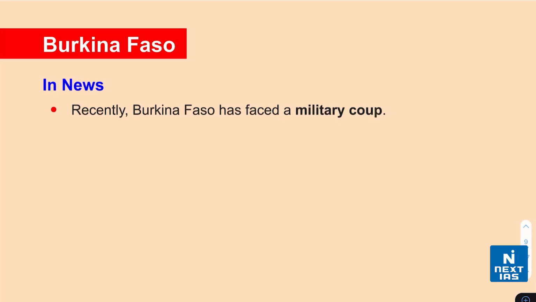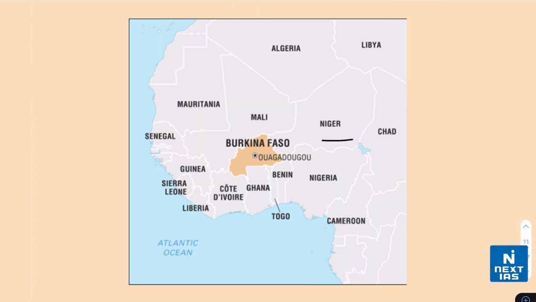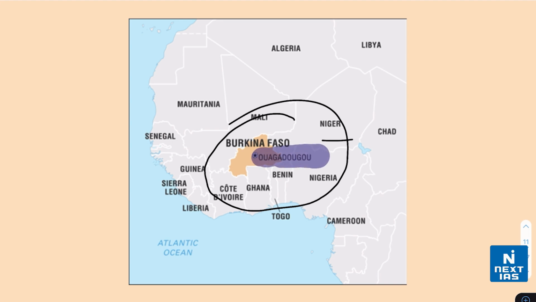Moving on. Now let's talk about Burkina Faso. Burkina Faso is an African country, and recently this was in news because of the military coup that happened over there. So the government was overturned. Now if you see the map, Burkina Faso is a landlocked country and it is situated in the Western African region. So this is named as Ouagadougou.